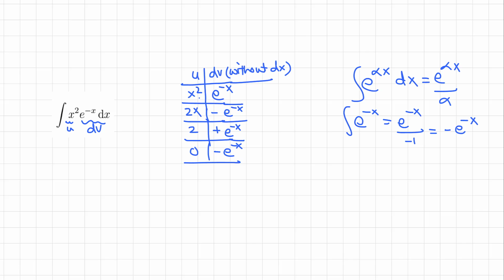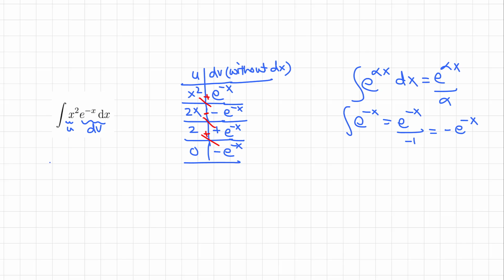So the answer is this one times this one, this one times this one, this one times this one. This plus we don't have to worry about. When we do the first, that's the positive sign, second negative sign, third positive, and here there is 0, so we stop.